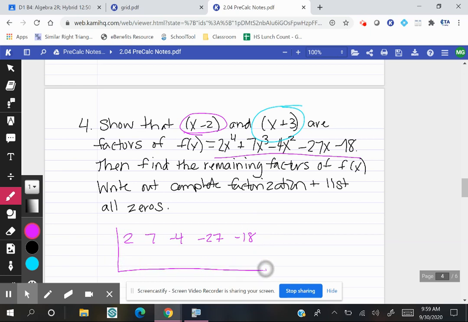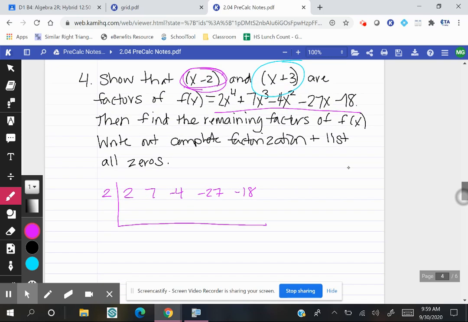On the outside, I'm just focused on this one right now. My factor is x minus 2, so my root would be positive 2. Again, if it's x plus or minus a number in parentheses, it's your factor, and you set that equal to 0 to find your root. So first we bring down our 2. Again, we're always multiplying by the number out here. 2 times 2 is 4. 7 plus 4 is 11.